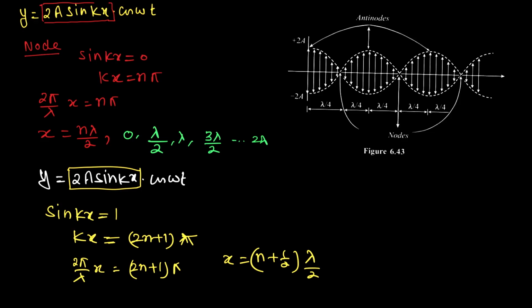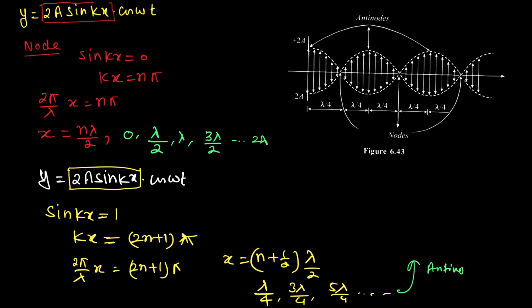So in place of n, if I write 0, I'll get lambda by 4. In place of n, if I write 1, what I'll get? 3 lambda by 4. Then 5 lambda by 4, and so on. So these are the positions of antinode.